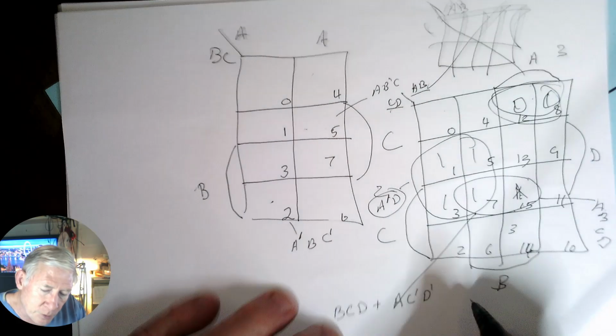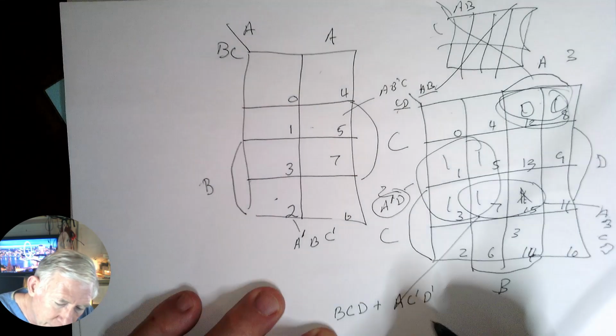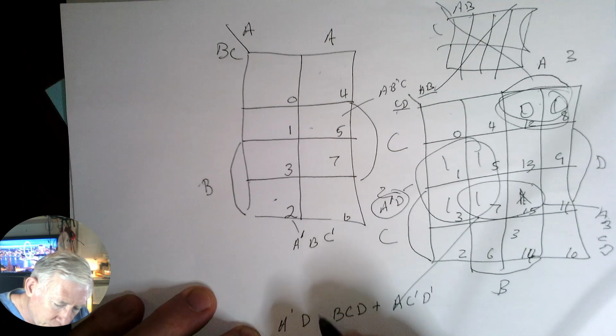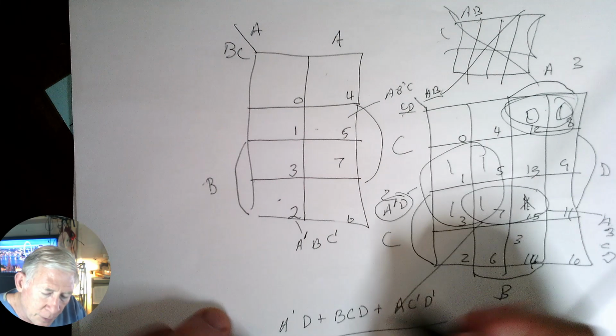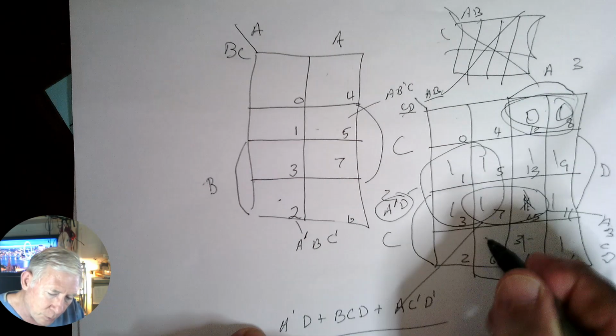Well, so instead of... did I write this one down? Yeah: A, C prime, D prime, B, C, D, and then A prime, D. So the original map would be this. What if these were zeros? Then we'll say everything else is 1s, so I'll put 1s everywhere else.